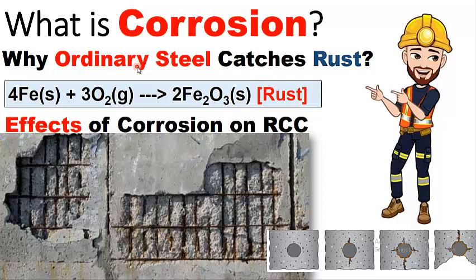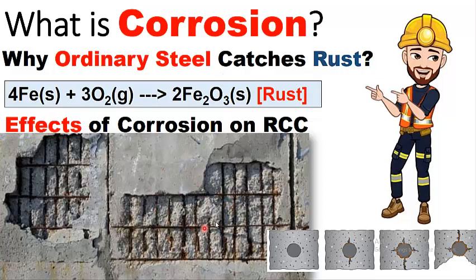Today I have brought to you another informative and important topic related to civil engineering, that is what is corrosion and why ordinary steel catches rust or corrosion. Now what we are discussing over here is ordinary steel. In my previous video we discussed stainless steel, which does not corrode or catch rust because we have added a special element, that is chromium up to 10%, which is resistant against rust or corrosion. But in this video we will discuss why ordinary steel catches rust and what are the effects.